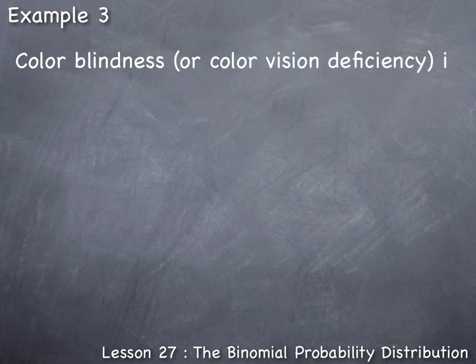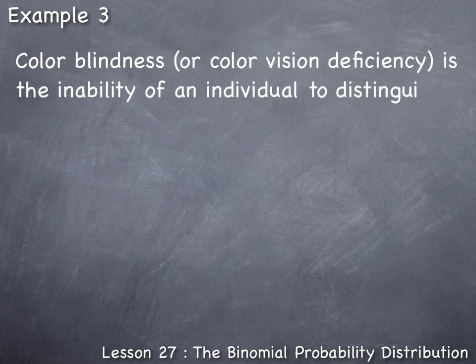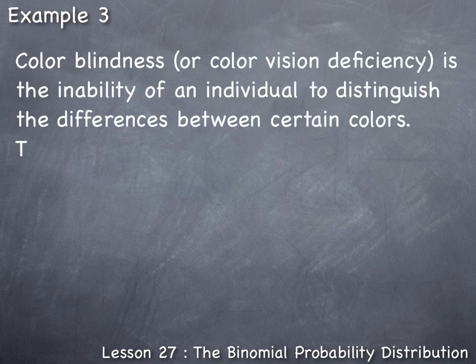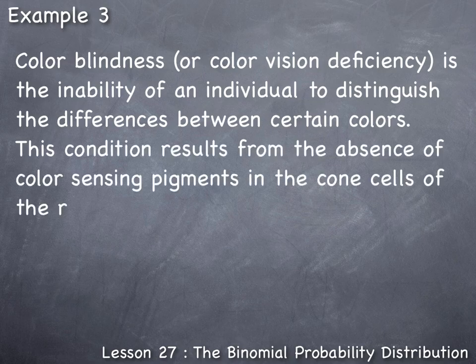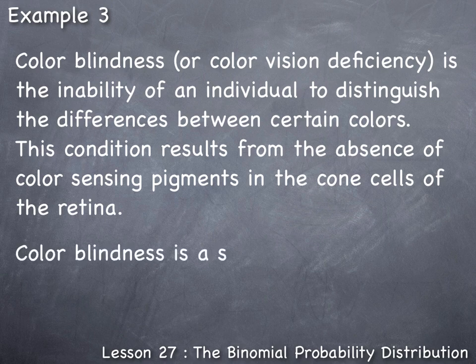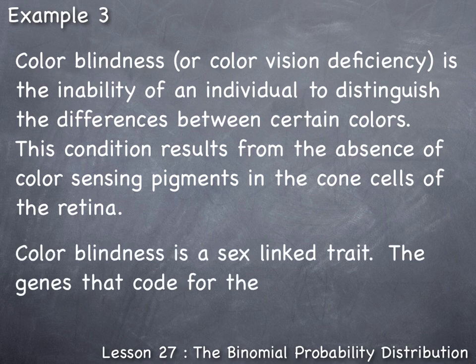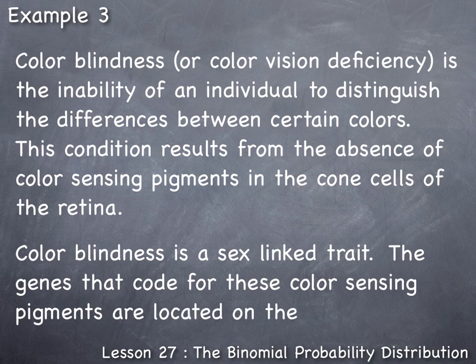Color blindness, or more precisely, color vision deficiency, is the inability of an individual to distinguish the differences between certain colors. This condition results from the absence of color-sensing pigments in the cone cells of the retina. Color blindness is a sex-linked trait. That is, the genes that code for these color-sensing pigments are located on the X chromosome, which is one of the sex chromosomes.